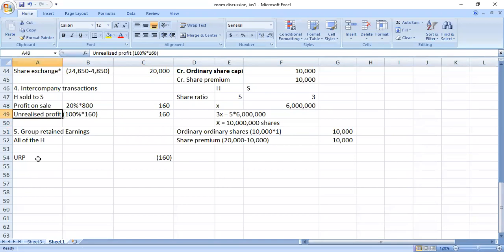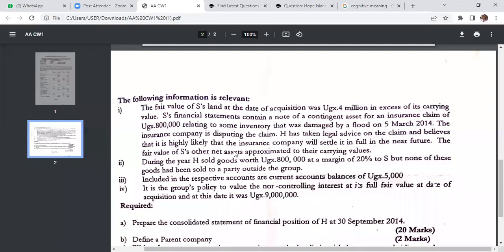Someone was asking about the unrealized profit. Shall I look at it? Let me first do this. So working number 5, group retained earnings, which is the next working. Here you look at the parent's entire profit. So if I may go there and bring the parent's entire retained earnings. Okay, I think there's another intercompany item. They're saying included in the respective accounts are current account balances of 5,000.